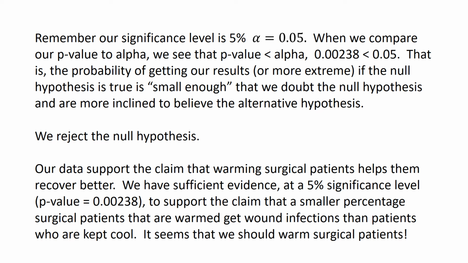Tells us, well, again, significance level here, yeah, we've got alpha equals 0.05, but any reasonable significance level, our p-value of 0.00238 is less. And that means that the probability of getting our results or more extreme, just by chance, if the 2 groups are actually the same, is tiny. It's small enough that we really are going to doubt the null hypothesis. We are more inclined to think that the alternative hypothesis is likely. We reject the null hypothesis. Our p-value is less than alpha.